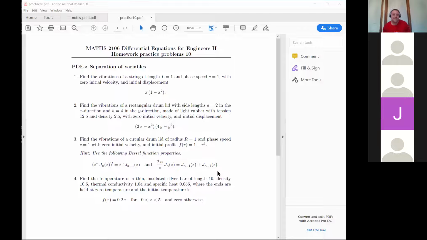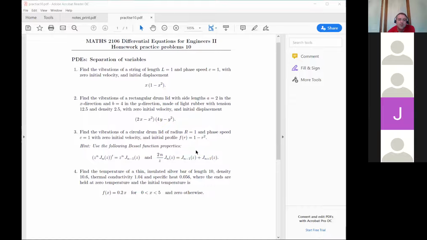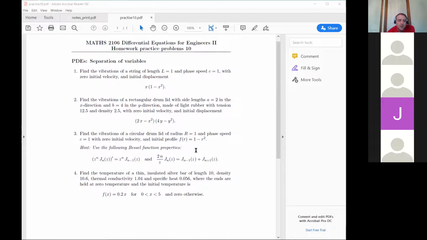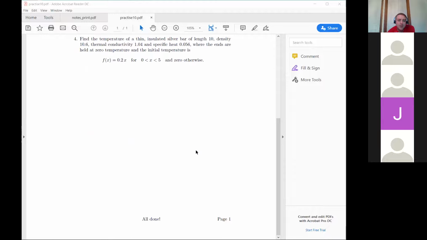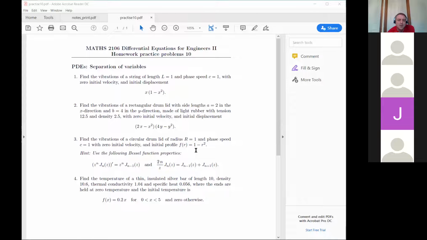Let's try that again. Which of these questions, thank you for sending that, were you thinking of? Find the vibrations of a string and phase speed. Okay. Wow, so it's getting you to set up the functions as well? Did this come with solutions as well? Yes, it does.